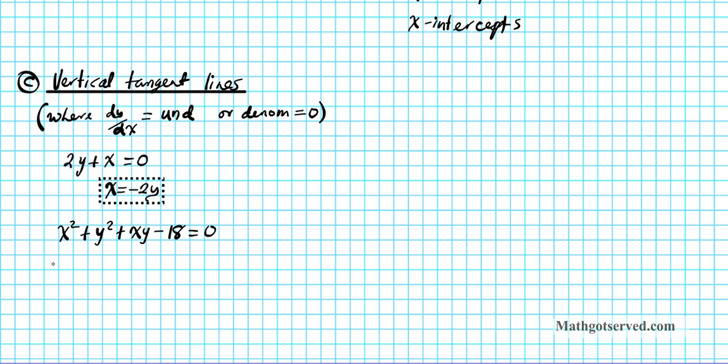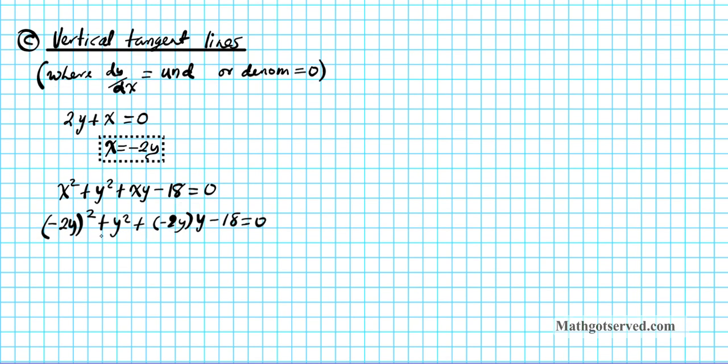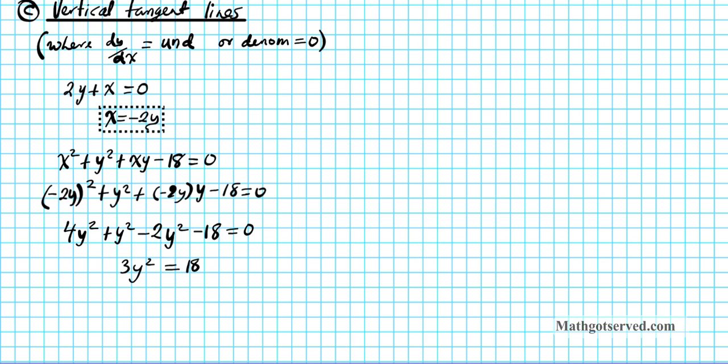All right, so let's make the substitution. We're going to have negative 2y squared plus y squared plus negative 2y times y minus 18 equals 0. Okay, this will enable me to find the y-coordinates of the points where we have vertical tangent lines. All right, so let's simplify this. We have 4y squared plus y squared plus, I'm sorry, minus, because minus times plus is minus, minus 2y squared minus 18 equals 0. All right, let's see. So we have 4 plus 1 is 5, minus 2 is 3. We have 3y squared equals 18 after adding 18 to both sides. Divide both sides by 3. We have y squared equals 6.